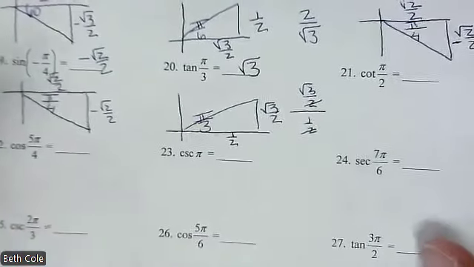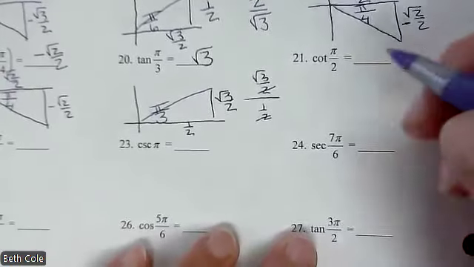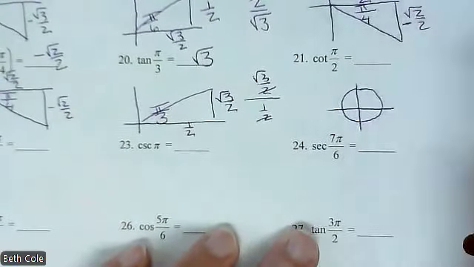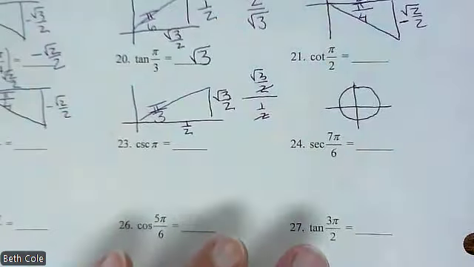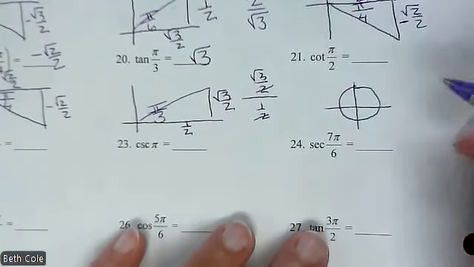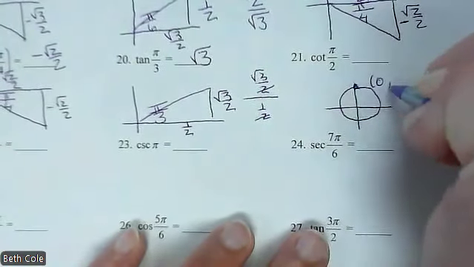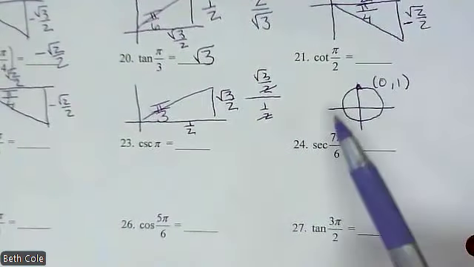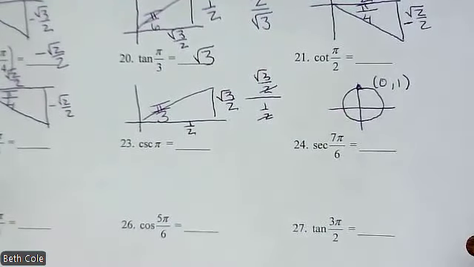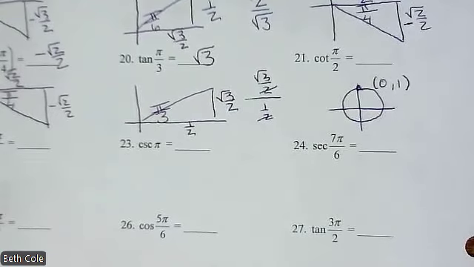Ooh, this one's a little different. It's a circle because it lands on the axes. So is pi over 2 up, down, left, or right? Good. So the point is 0, 1. That is the amount of work I need for one of those.